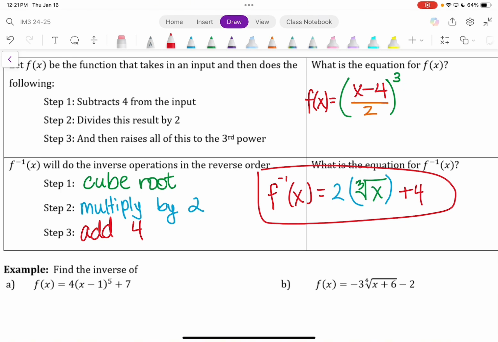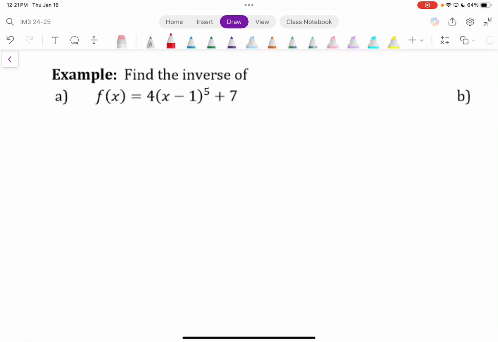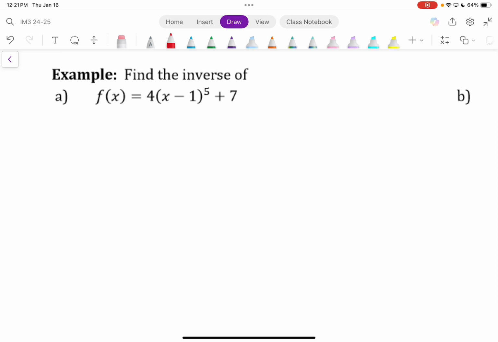In the next 2 examples, we are going to write the steps for the original function and then take that list of steps and invert them so that we have our inverse. So let's go ahead and jump into that. I want everyone looking at example A. f of x equals 4 times x minus 1 to the 5th power plus 7. I need you guys to do the following. You're going to make a table and title that f of x. Under this table, f of x is where we will write the steps.